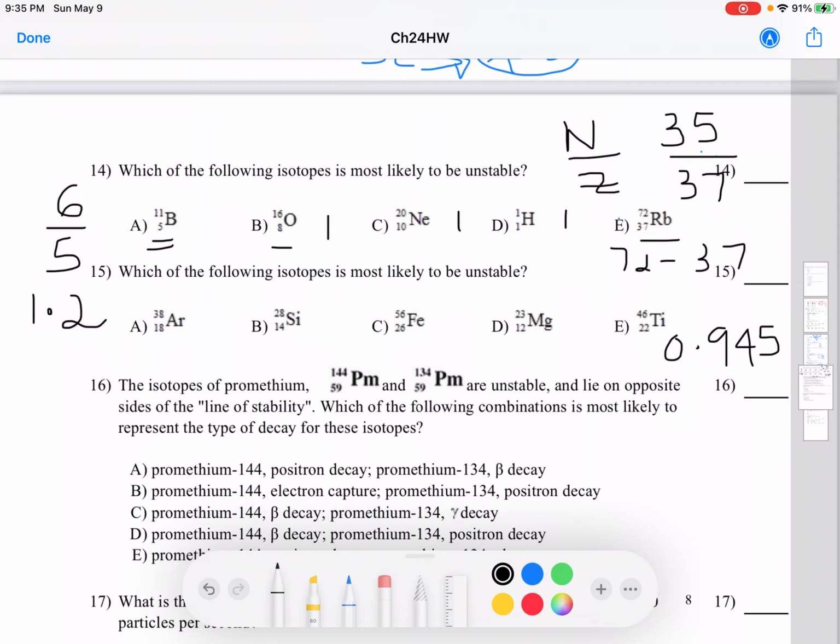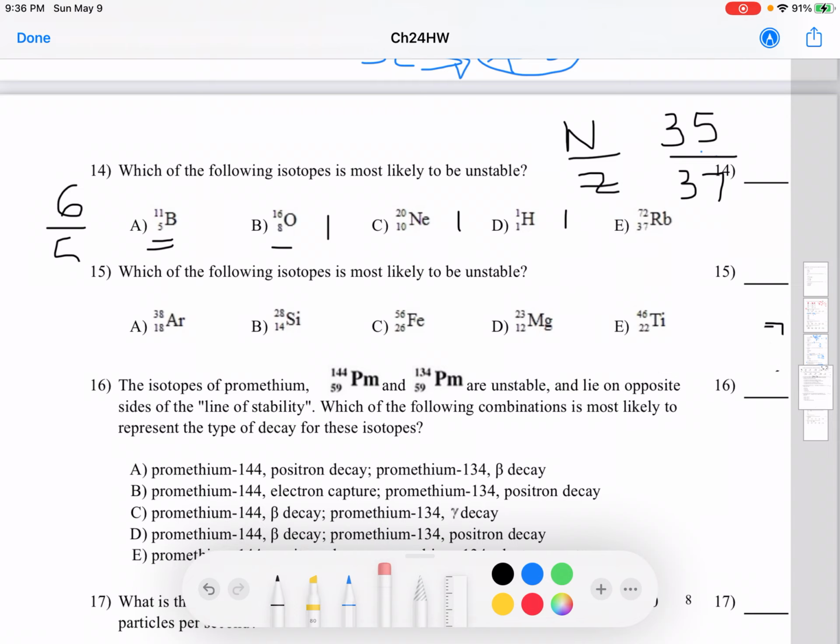If the N over Z ratio is less than 1, that is going to be unstable. It could be a little higher like this, and perfectly fine. It exists. So the one that would be most likely unstable would be rubidium 72-37, because its N over Z value is 0.945. Okay.